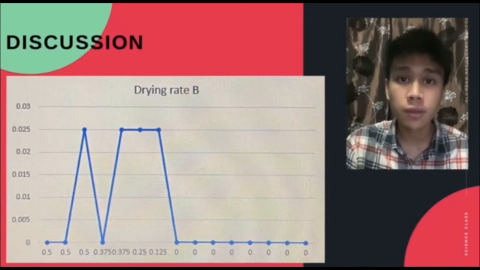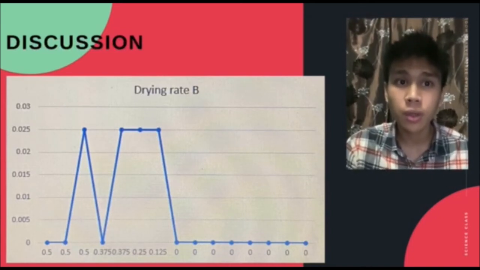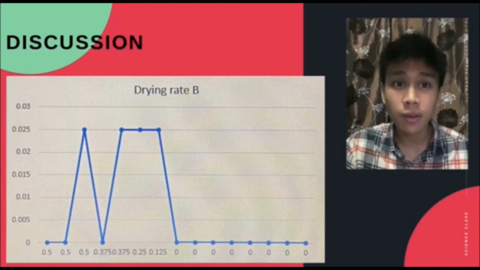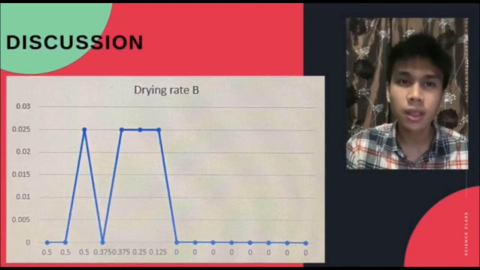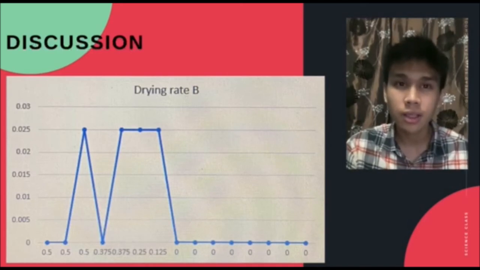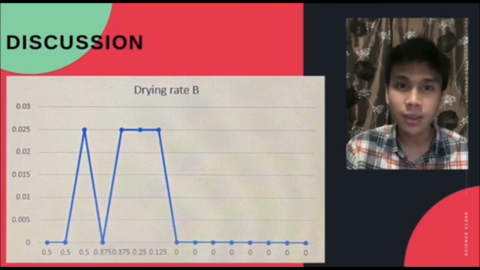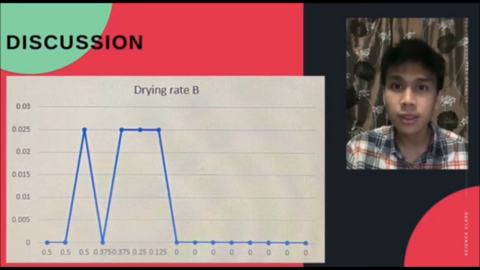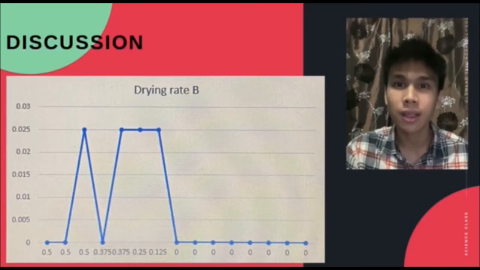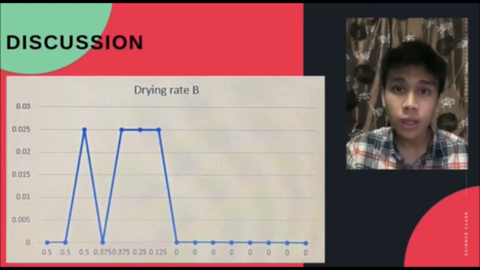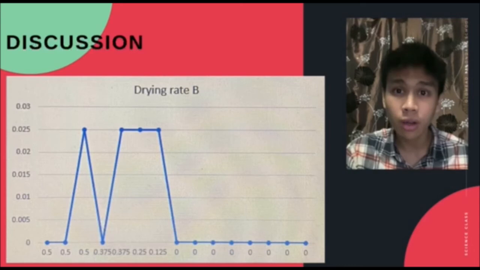While for sample observation B, the mass recorded was 12 grams at 0, 5, 10 minutes, 11 grams at 15 and 20 minutes, 10 grams at 25 minutes, 9 grams at 30 minutes, and 8 grams at 35, 40, 45, 50, 55, 60, 65, 70 minutes. From the graph, we could conclude that we got a proven result from the experiment, as drying did not occur in between some of the intervals of the graph due to consistent mass.